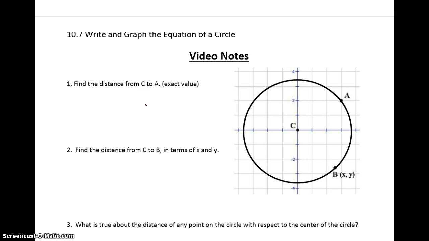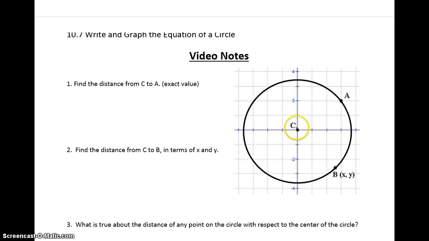Hello, this is our last video of the chapter, section 10.7. We're going to be talking about the equation of a circle, as if you were going to graph it, for example with x and y. And so for that we're going to discover the equation first.